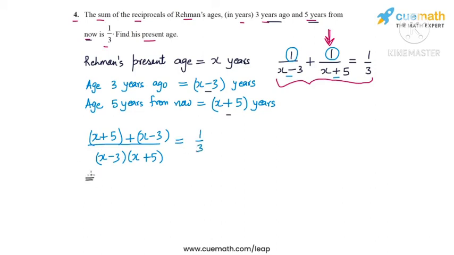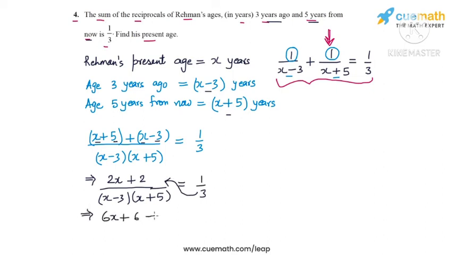So let's simplify this and see what we get. So in the numerator we have x plus 5 plus x minus 3. So that's 2x plus 5 minus 3 is 2. So 2x plus 2 by x minus 3 times x plus 5. This is equal to 1 by 3. Now let's cross multiply. So 3 multiplies with 2x plus 2, and this gives us 6x plus 6. And on the right side I get x minus 3 x plus 5 times 1. So this becomes x minus 3 times x plus 5.